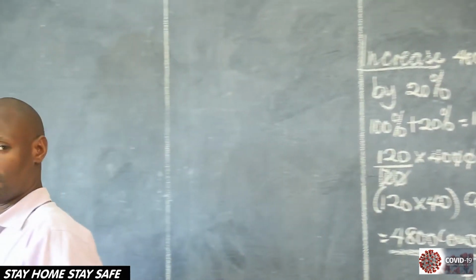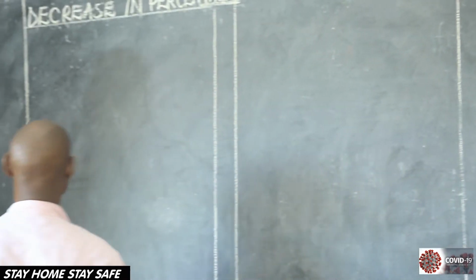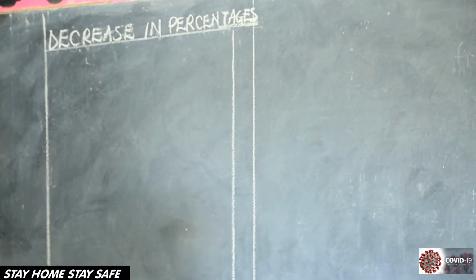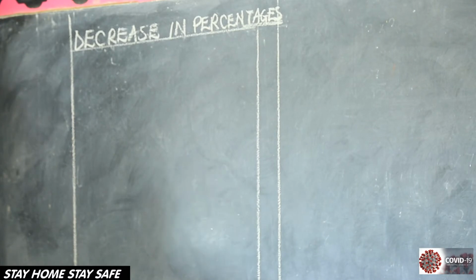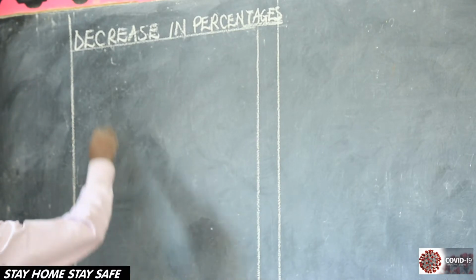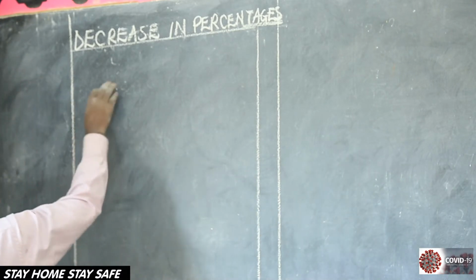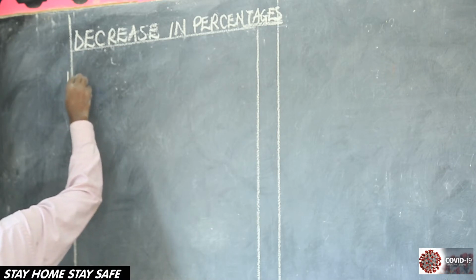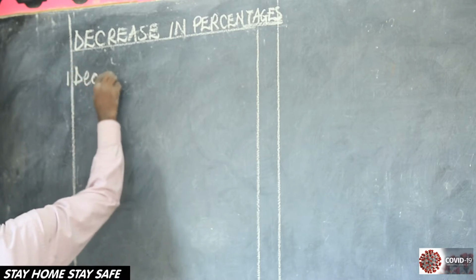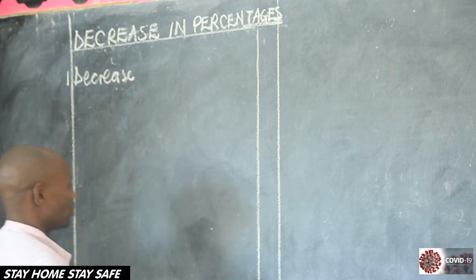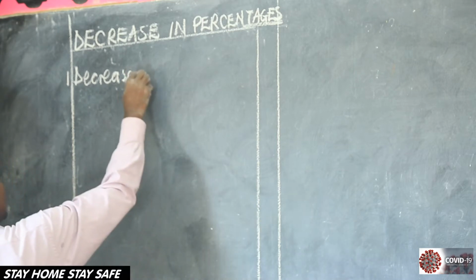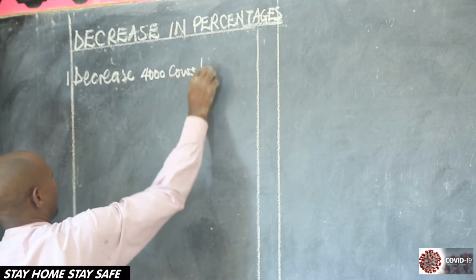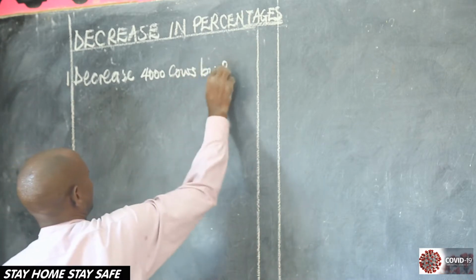What is the opposite of increase? The opposite of increase is decrease. So following the same procedures, examples, number one, somebody may tell you to decrease. And what are we decreasing? Let's decrease the same number, 4,000 cows by 20%.